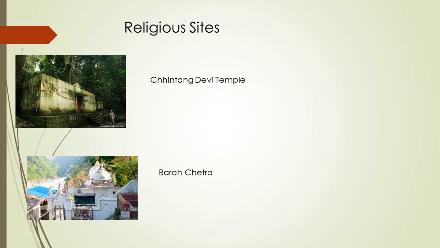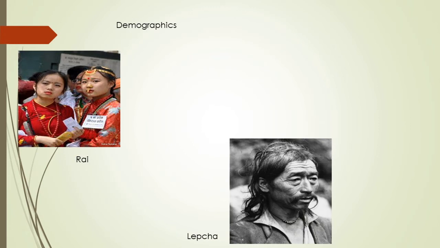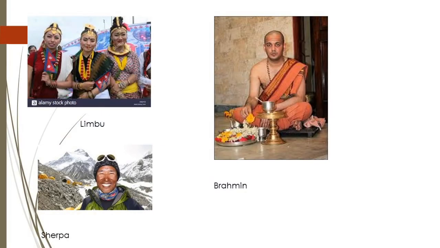Now let's see. Rais, Lepchas, you can see in the picture. And similarly, other groups who live there are the Limbu, Brahmins, and Sherpas, you can see. Brahmins, Limbus, Sherpas. Besides, there are other castes also, but gradually you will learn in later detail from your book.